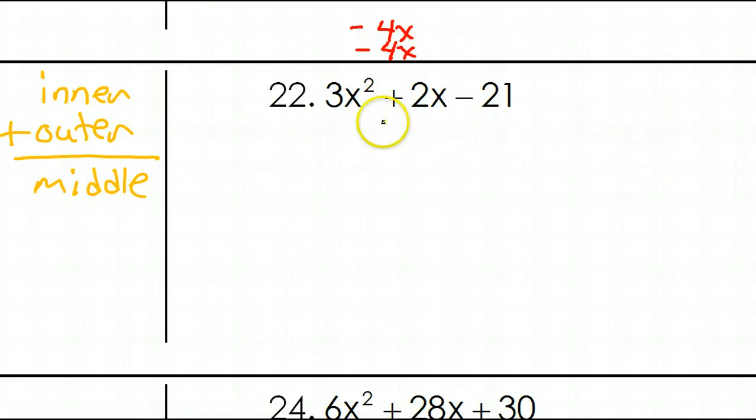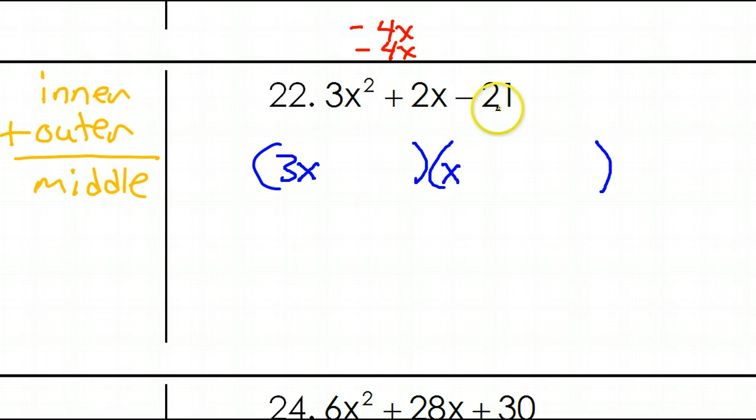Number 22. Is there a common factor? No. So that means we can go straight to binomial times a binomial. Start with the 3x squared. That can only factor as 3x times x. Next, jump to the 21. There are 2 possibilities: it's either going to be 3 times 7, or it's going to be 1 times 21. Let's start with the 3 times 7.